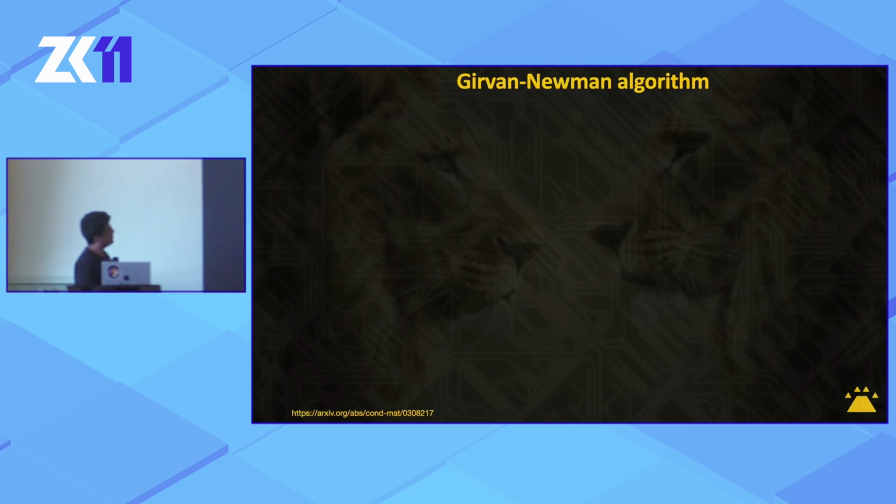This Girvan-Newman algorithm is found in this physics paper. I was a former physicist, so I had to put this here. This has about 17,000 citations, only 2,000 citations lower than the famous AdS/CFT paper in string theory, if there are any string theorists in the audience.